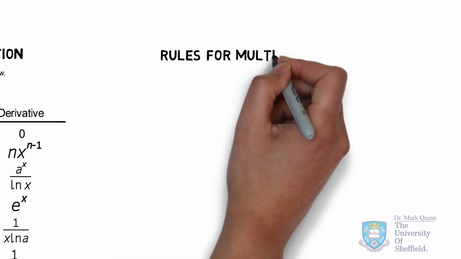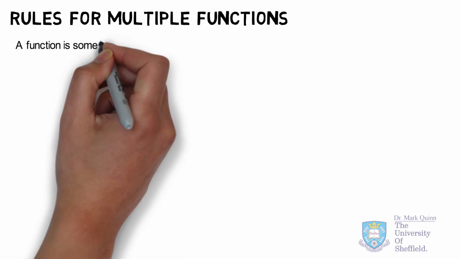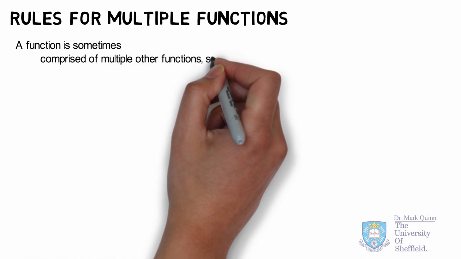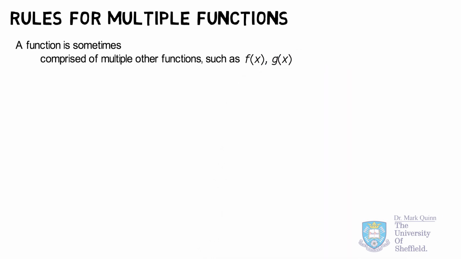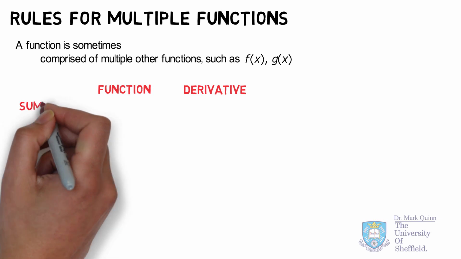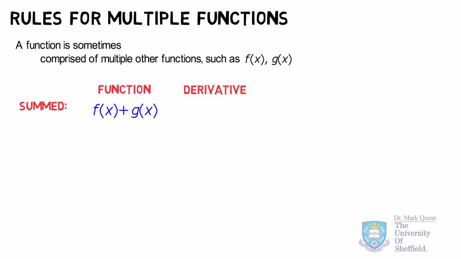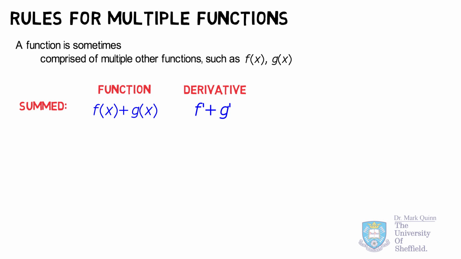While determining the derivatives of these standard functions is relatively straightforward, next we will look at situations where we wish to analyze combinations of functions. Here we will use standard notation for different functions, such as f of x and g of x. Again, we can develop some shorthand rules to deal with such scenarios. In the first case, we've got two functions that are added together, and we wish to get the derivative. Here, the derivative is simply the sum of the individual derivatives, f dash plus g dash.